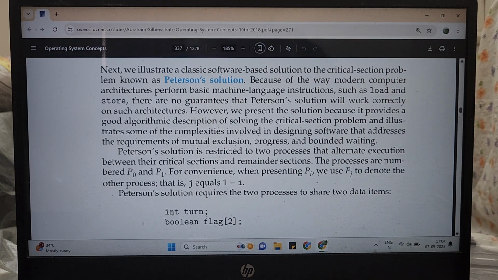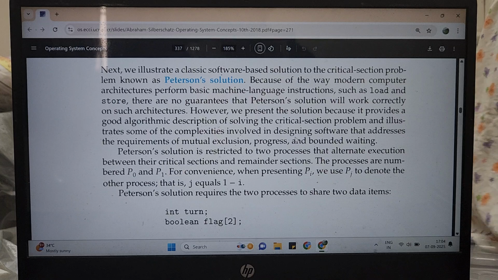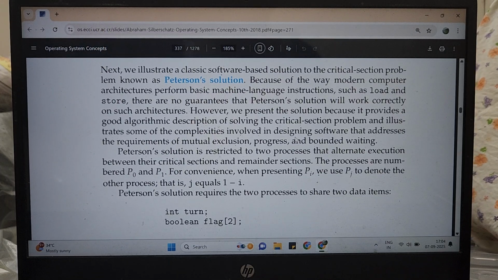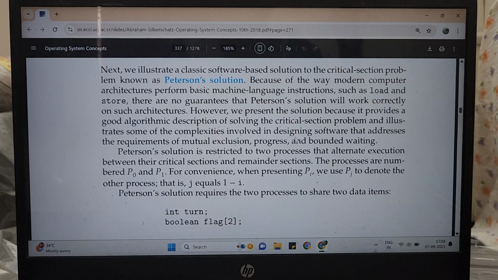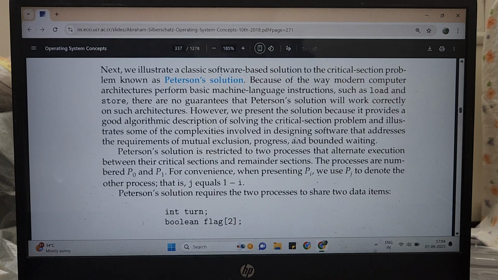Alright, so we saw what the critical section problem is. We saw that we need to ensure, when multiple processes are working with the same data and are going to modify the same data, that at most one process is allowed to access its critical section at any given point of time.